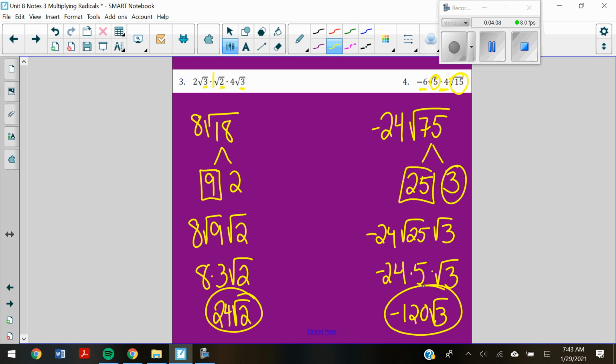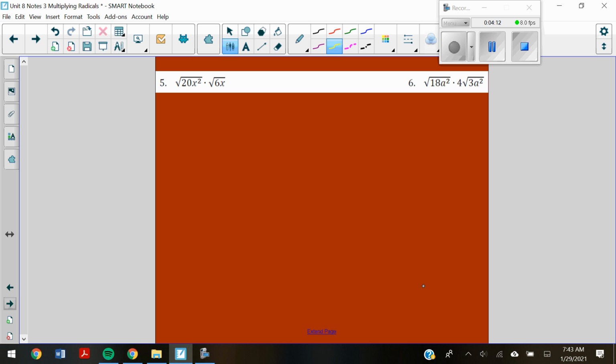All right, so pause the video, rewind the video, do what you need to get those down. Let's go ahead and add in some variables. It's the same thing. If it's underneath the radical, multiply with other things underneath the radical. If it's in front of a radical, multiply by things in front of the radical. All right, so here, everything's underneath the radical. So we're going to take 20 times 6, and we get 120. And then we're going to multiply our x squared and our x, and we get x cubed.